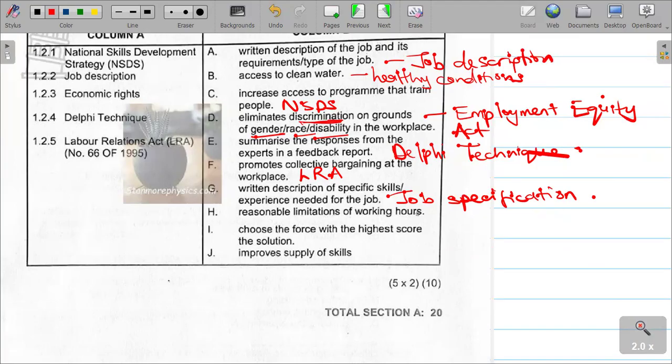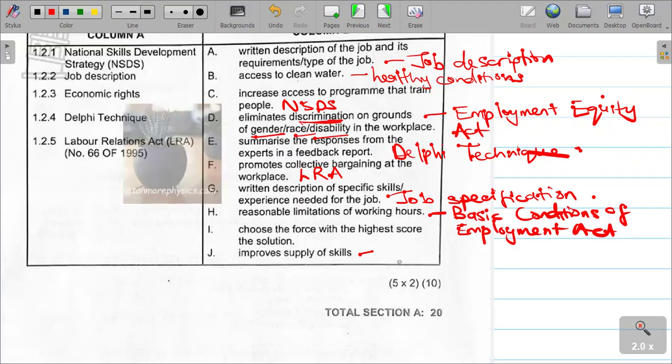And then reasonable limitations of working hours, right? It's also the Basic Conditions of Employment Act. It talks about the working hours. And then choose the force with the highest score, which improves supply of skills? That's the Skills Development Act, right?